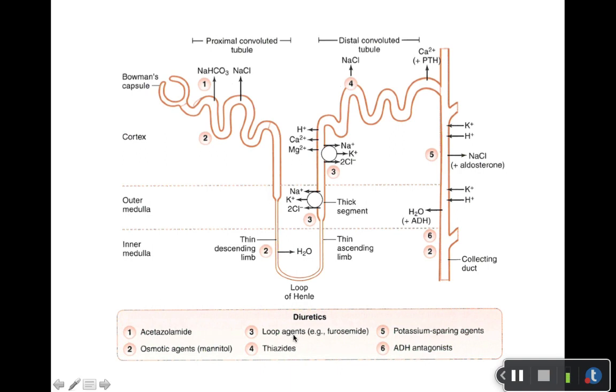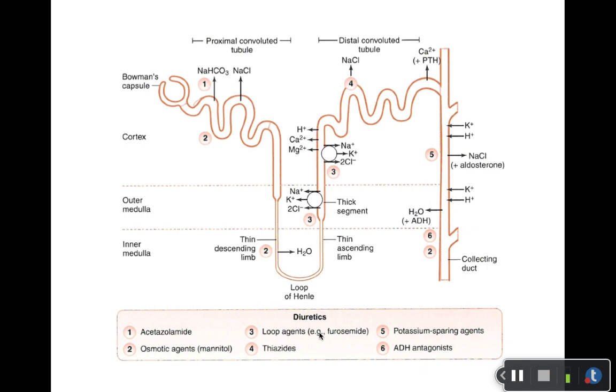You'll notice down here we have the diuretics listed, and then we have these numbers that correspond to where they work. So, for example, loop agents, like furosemide, the loop diuretics, which we'll be talking about, are number 3. This is where they're acting, so in the loop of Henle. I'm not going to say that you necessarily have to memorize this image, but I think it helps. It helps me at least study for mechanism of action.